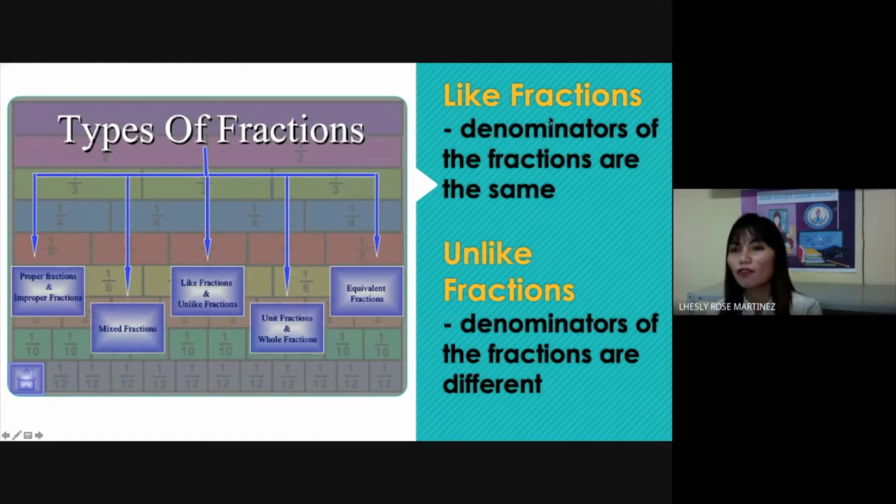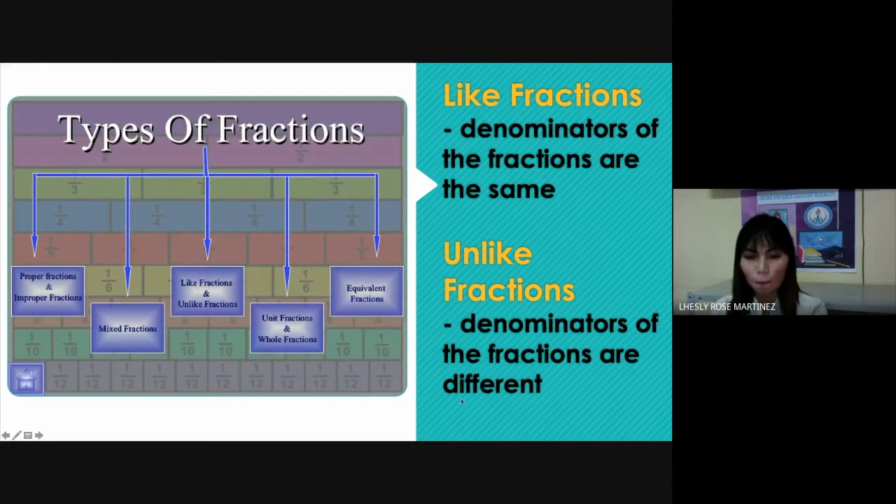Examples of similar fractions. Okay, so 4/2 and 9/2. Very good, so the denominators are the same. Now the unlike fractions are the opposite of similar fractions. The denominators of the fractions are different. Example: 2/1 and 1/3.